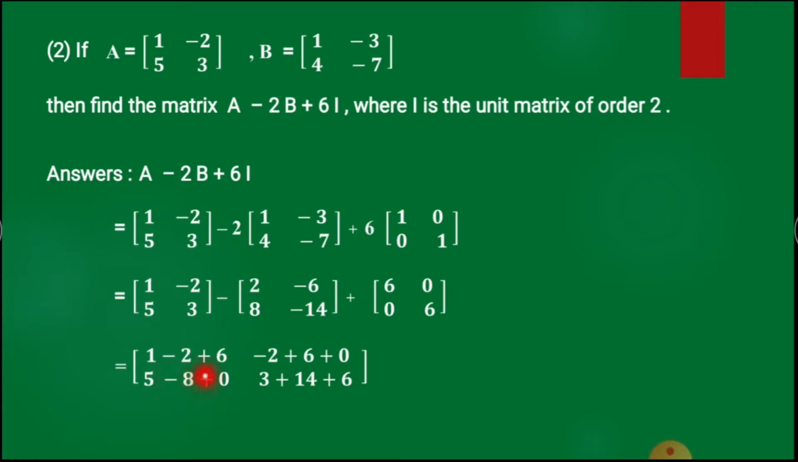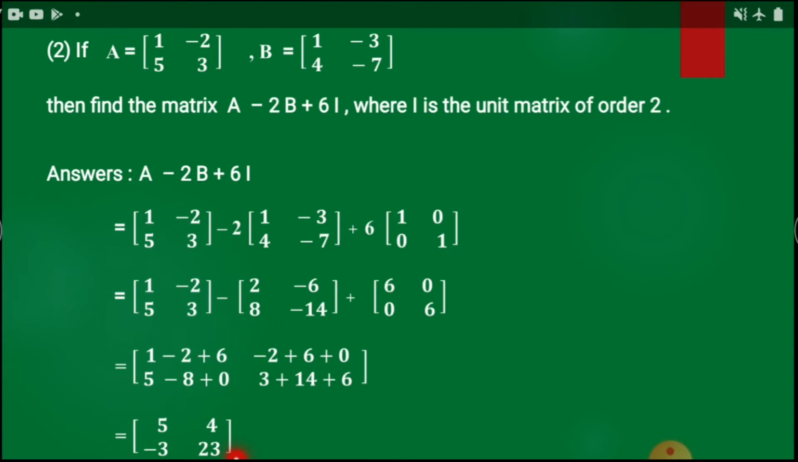So here 1 minus 2 plus 6 we get 1 plus 6 is 7, 7 minus 2 we get 5. So we write here 5 as the first element, then minus 2 plus 6, so 6 minus 2 we get plus 4 as the second element, then 5 minus 8 we get minus 3, then 3 plus 14 plus 6 we get 14 plus 6 is 20, 20 plus 3 that is 23. So in this way we find A minus 2B plus 6I.